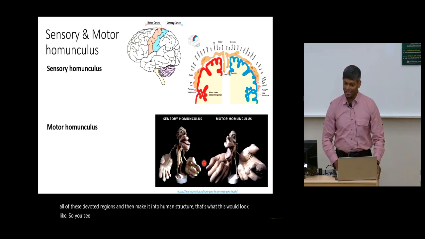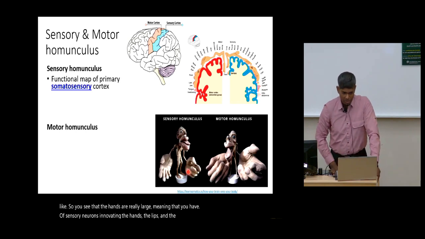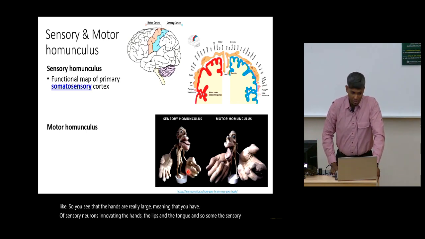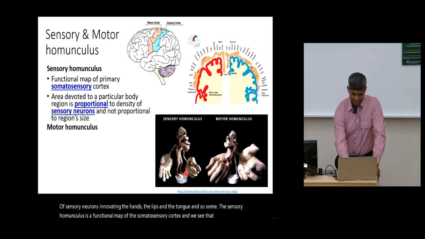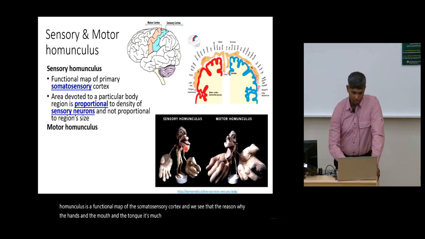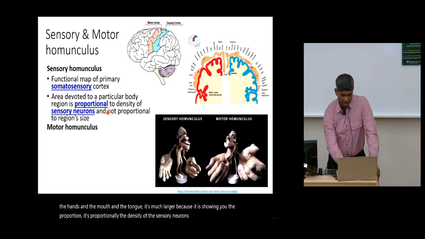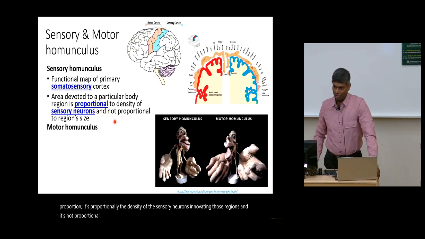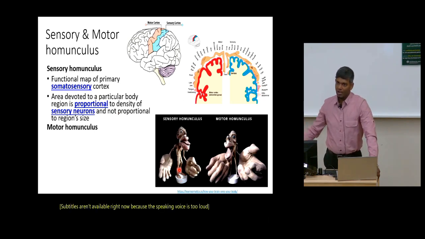So you see that the hands are really large, meaning that you have a lot of sensory neurons innervating the hands, the lips, and the tongue. And so the sensory homunculus is a functional map of the somatosensory cortex. And we see that the reason why the hands and the mouth and the tongue are much larger is because it is proportional to the density of the sensory neurons innervating those regions, and it's not proportional to the size of that organ. So if you consider here, you see that the genitalia have a much smaller region devoted, and that's why it's shown in a very small way.